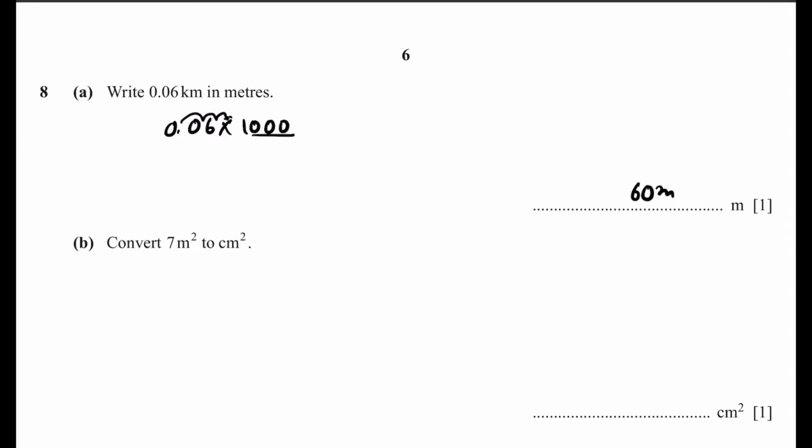Okay. Now 7 meters square, 2 centimeters square. So 7 meters square means 7 meter times meter, so we must multiply 100 times 100. It will be centimeters square. So let me write 7, 2 zeros, 2 zeros, that is 4 zeros.